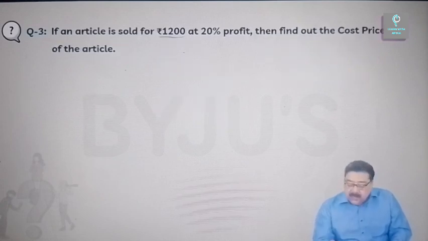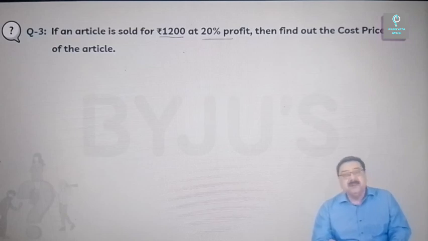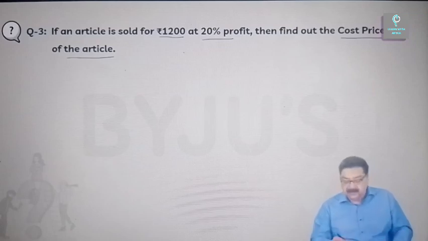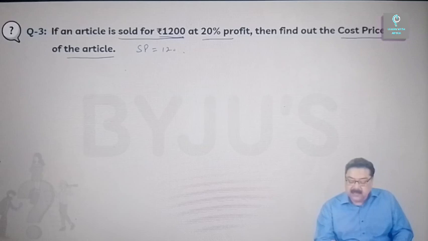Now if an article is sold at rupees 1200 at 20% profit, then find out the cost price of the article. See here, the same values are being used, and in 3 different ways how you solve a question is being shown to you. The purpose is to know what method is to be used for different types of information. So sold for 1200, selling price is given to us at 1200. Then profit percent is mentioned as 20%.